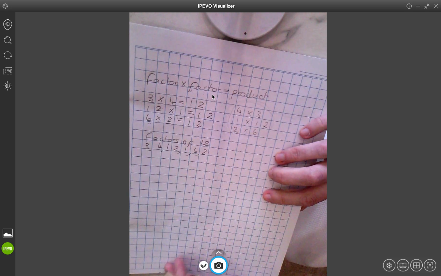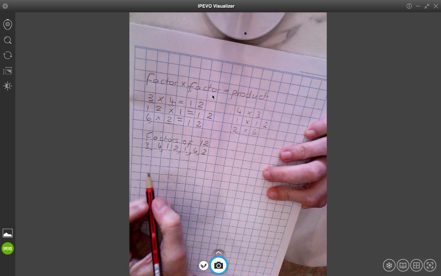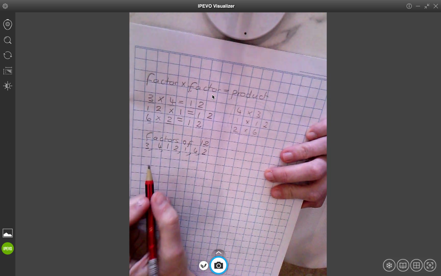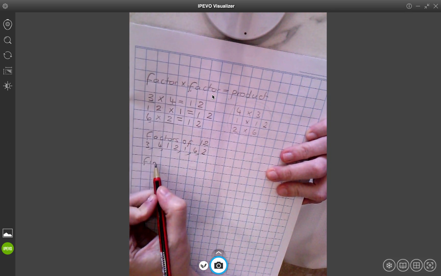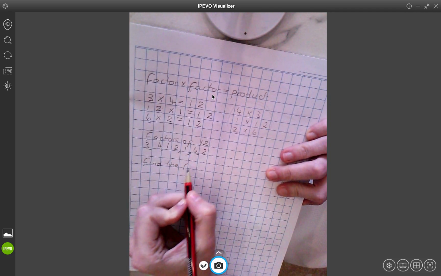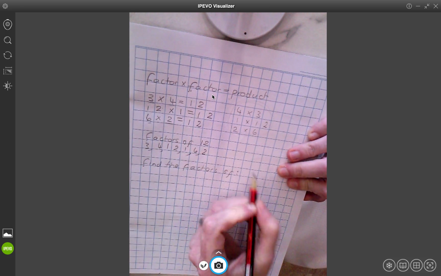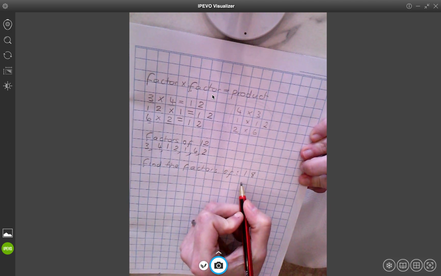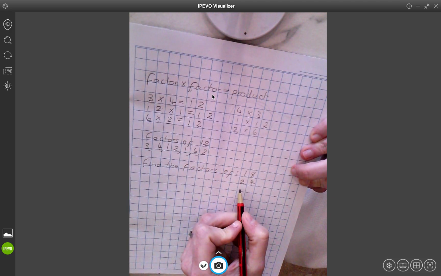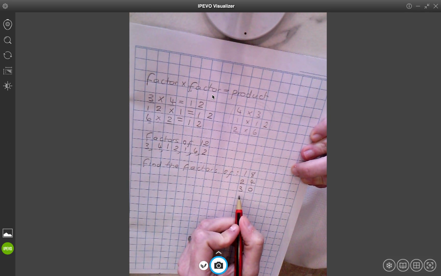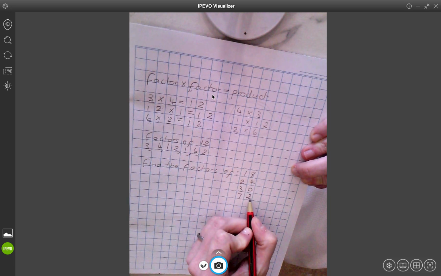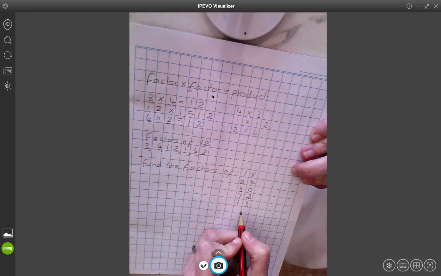So now what I want you to do is try and find the factors of the following numbers, okay? So find the factors of 18, 24, 30, let's go 72, and let's do 13 and 16.